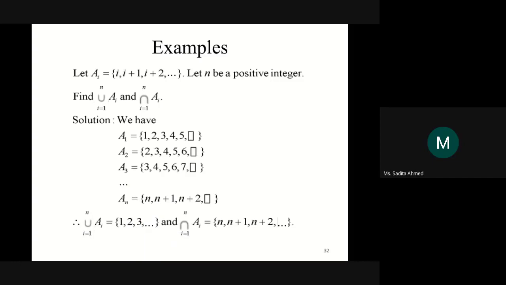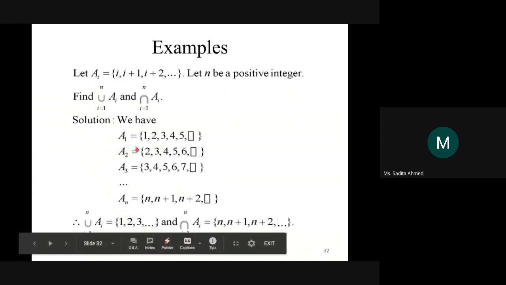All right. Now let's think about the intersection. What happens in case of the intersection? In intersection, we will count the common elements, right? The elements that are there in all of the sets, the elements that are there in every single one of the sets, we will count only those elements, the common elements.